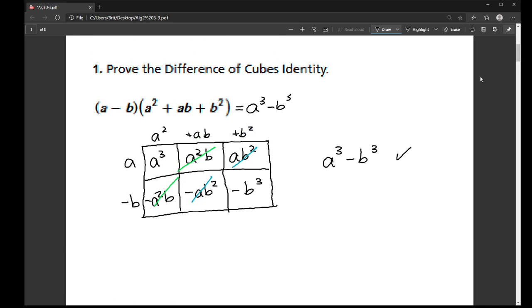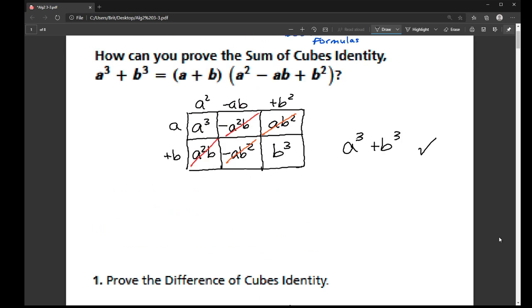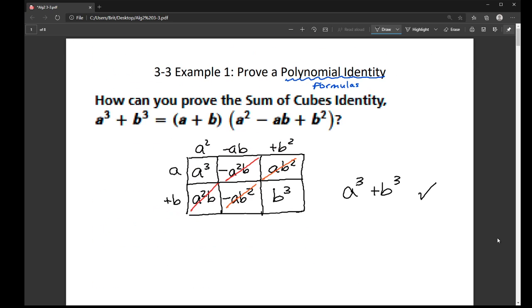So make sure that you guys know those two formulas because they're very useful as we move forward, because you're going to need to be able to fully factor a polynomial.